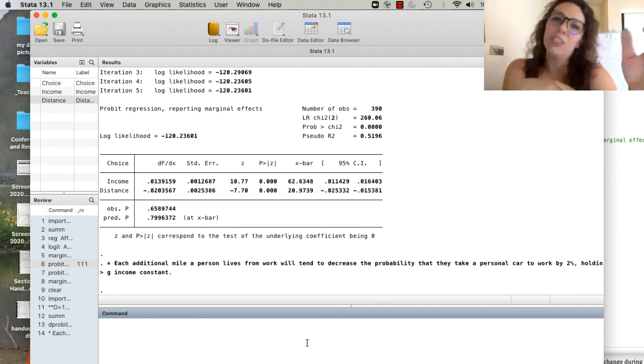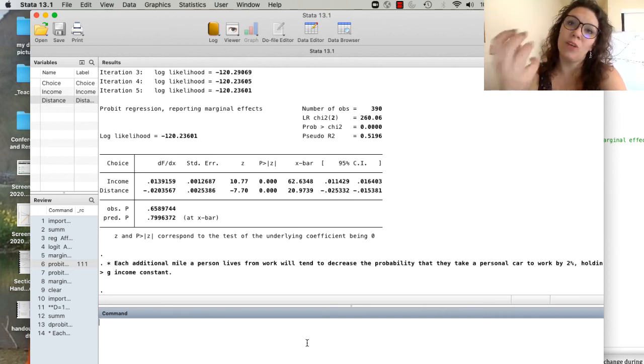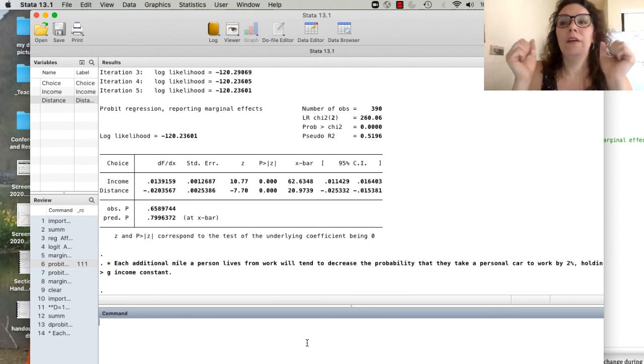So what the marginal effects give us is the probabilistic effect of our explanatory variable on d being equal to 1. Cool?